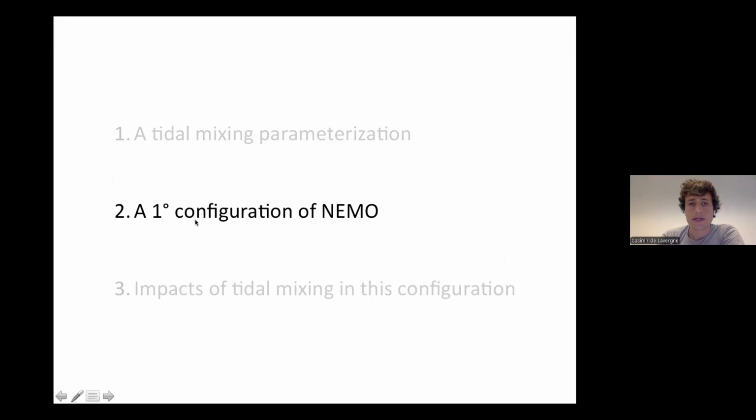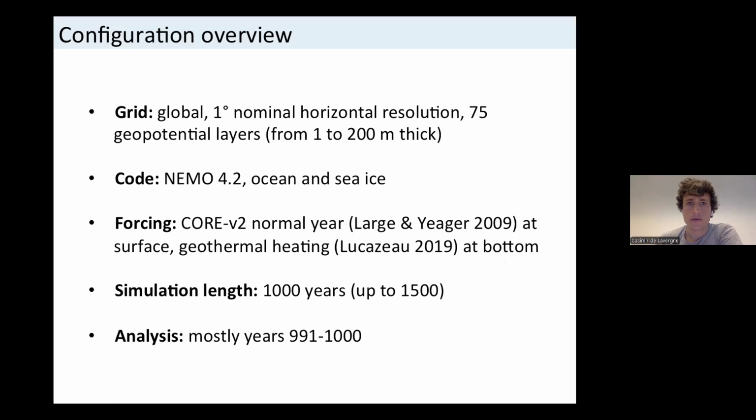What I did more recently is to put this mixing scheme in NEMO and then try and evaluate its impact on the ocean state, comparing with an older classical scheme of tidal mixing. So, a quick overview of the configuration. It's global, 1 degree in the horizontal, 75 layers in the vertical. I used NEMO 4.2, the latest stable release. The forcing is a normal year forcing, CORE version 2. I have geothermal heating also at the bottom.